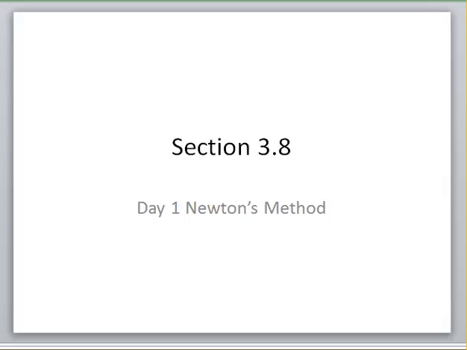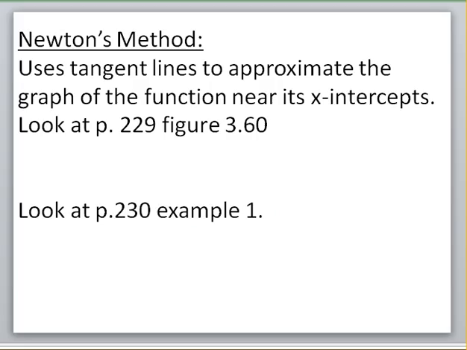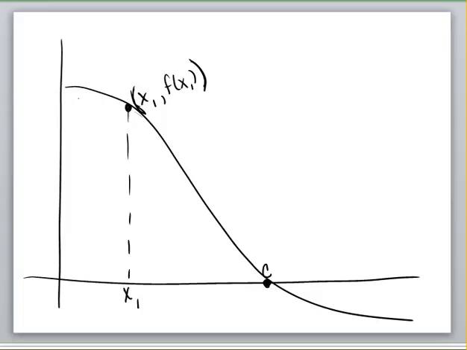Okay, today we're going to start learning about Newton's method. What Newton's method does is that it uses tangent lines to approximate the graph of the function near its x-intercepts. If you look at page 229 of your textbook at figure 3.6, as well as page 230, example 1, those are some good examples of what Newton's method looks like. I will do my best to explain Newton's method through this picture.